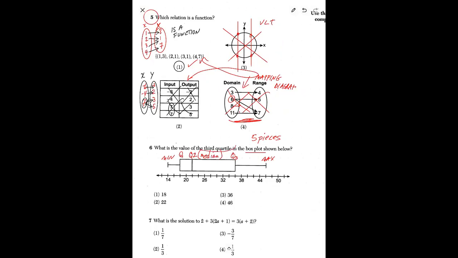But we are looking for the third quartile. So you would just come here to quartile 3, draw your line down. You can see that it's going up by 2, so 34, 36.